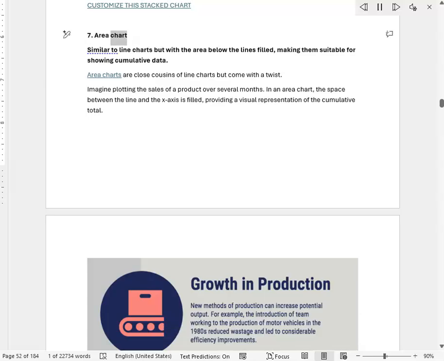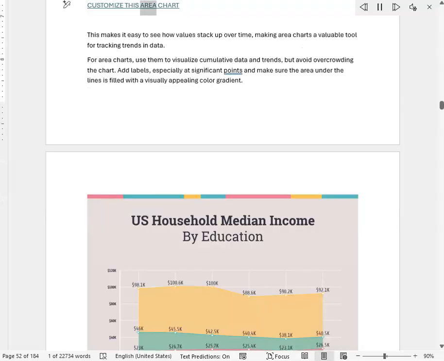7. Area chart. Similar to line charts, but with the area below the lines filled, making them suitable for showing cumulative data. Area charts are close cousins of line charts, but come with a twist. Imagine plotting the sales of a product over several months. In an area chart, the space between the line and the x-axis is filled, providing a visual representation of the cumulative total. Customize this area chart.